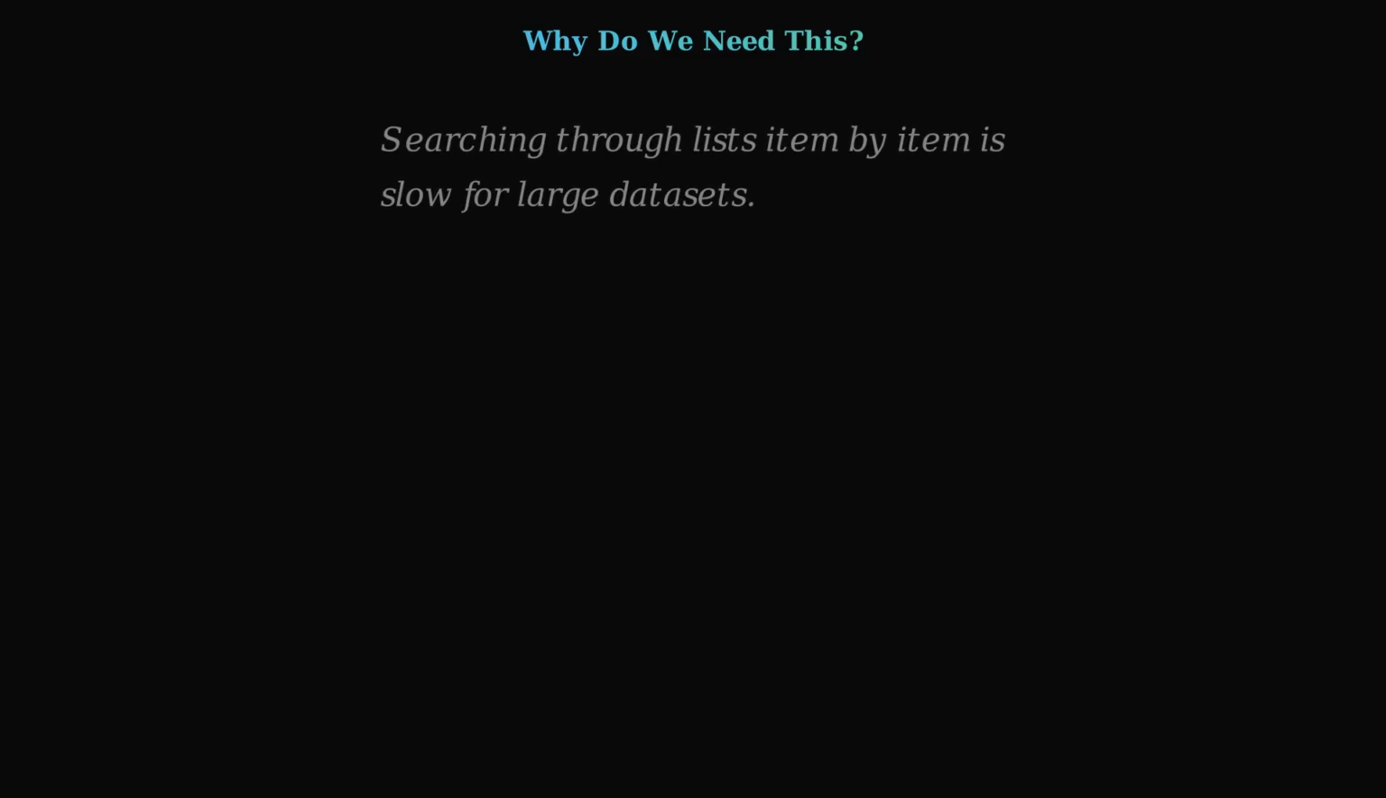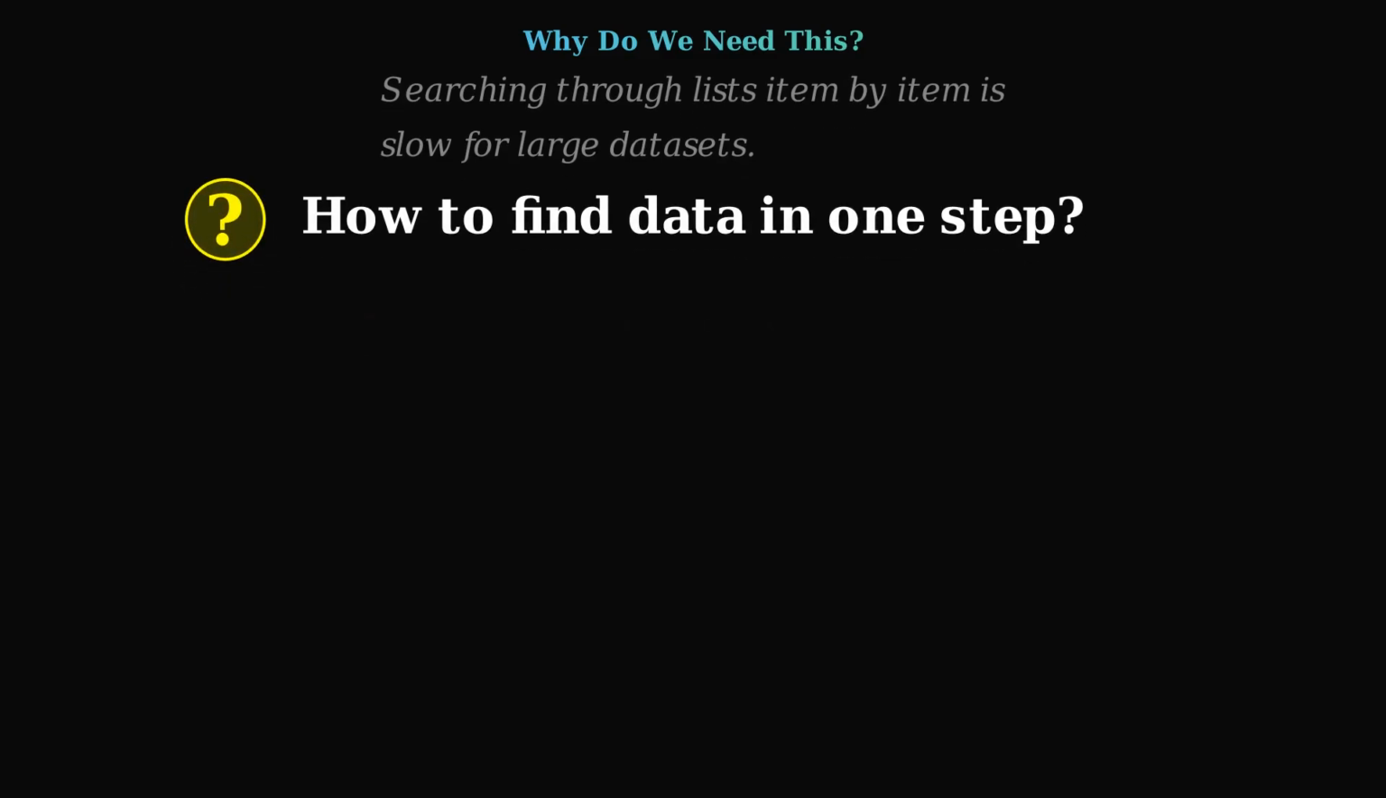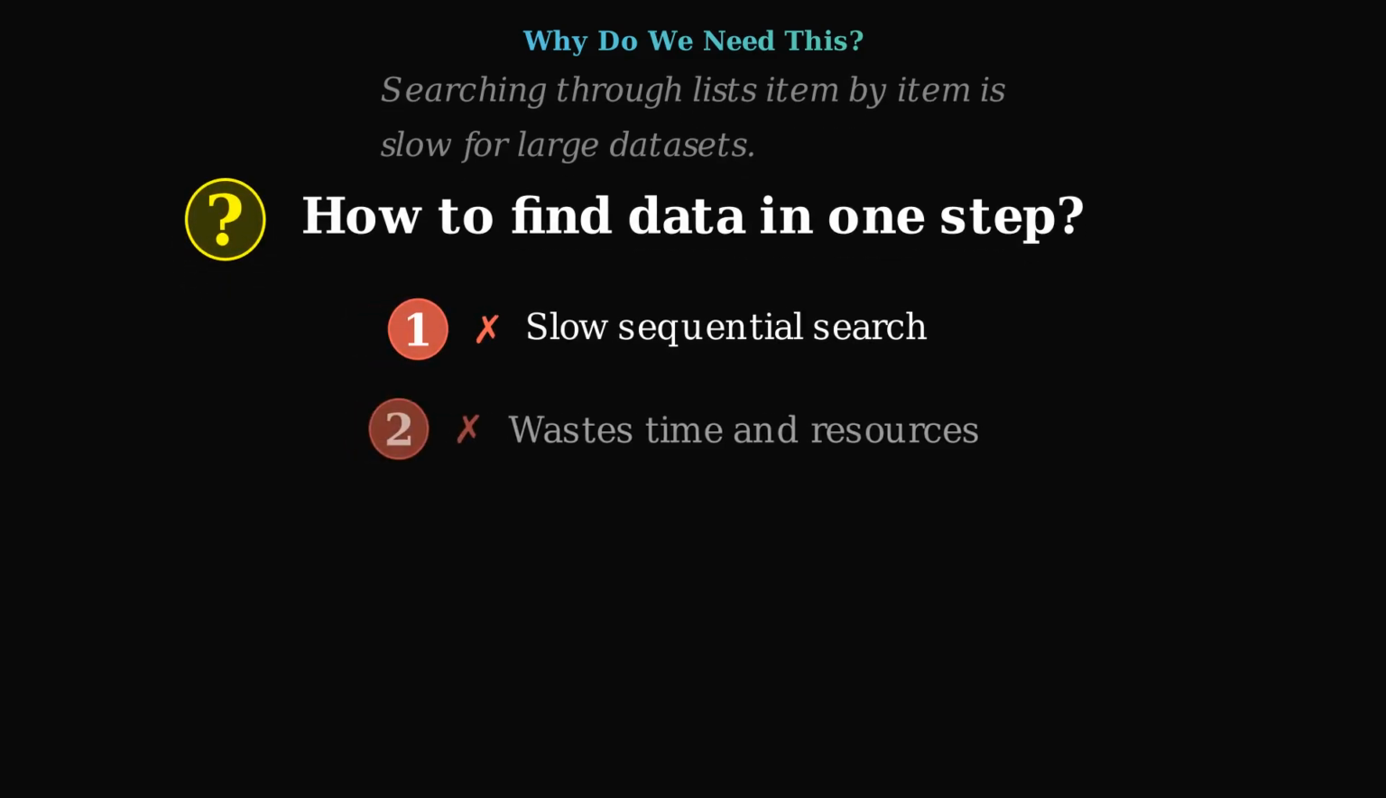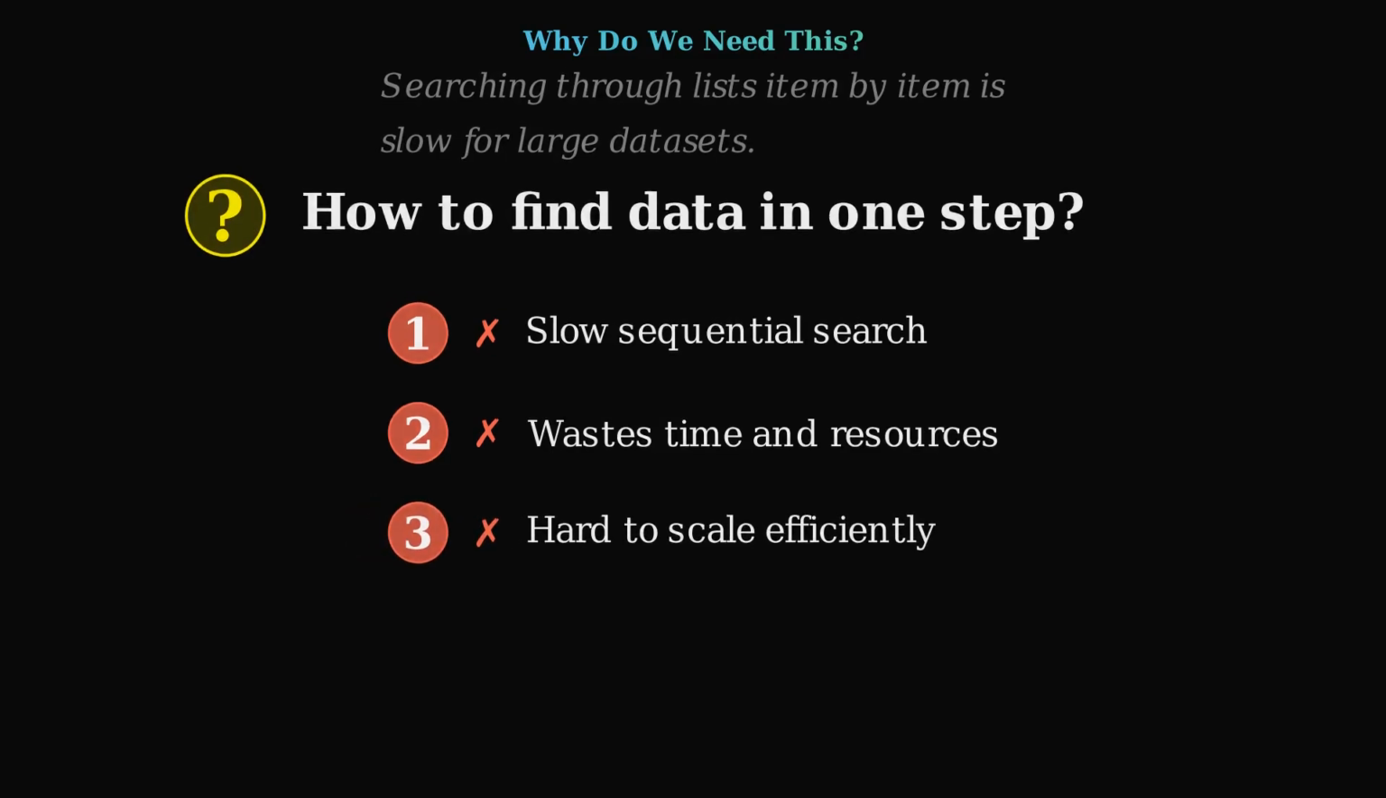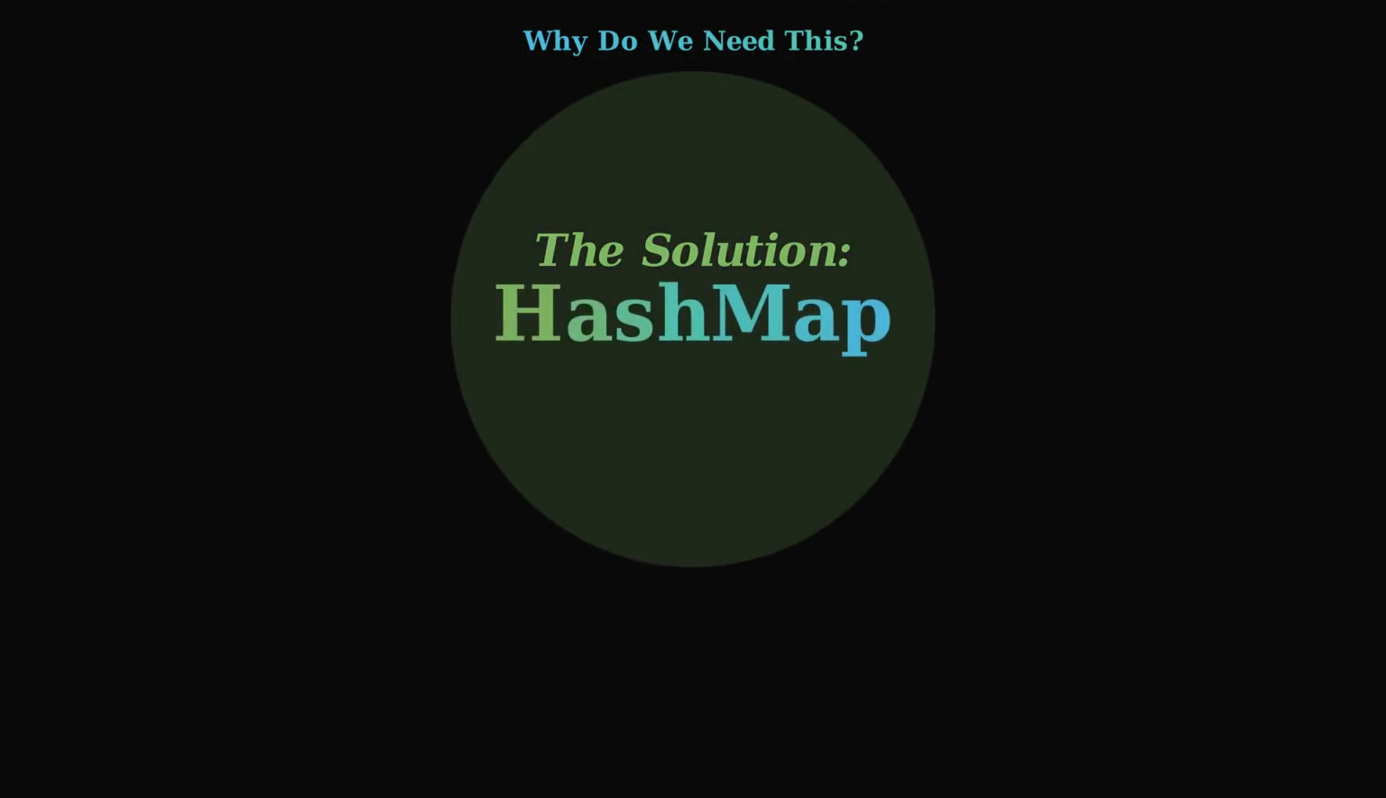Why do we need this concept? Searching through lists, item by item, is slow for large data sets. How to find data in one step? Slow sequential search wastes time and resources, and is hard to scale efficiently. HashMap finds data instantly using unique keys.